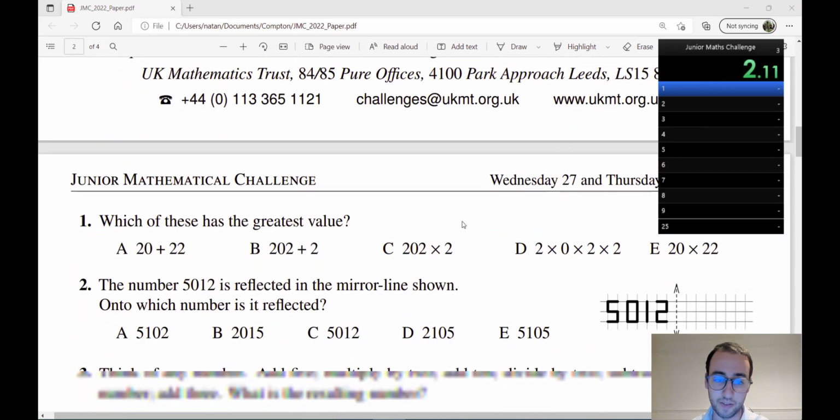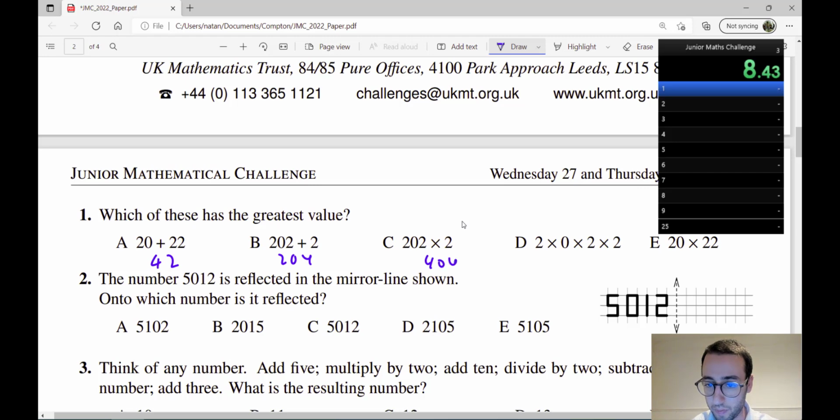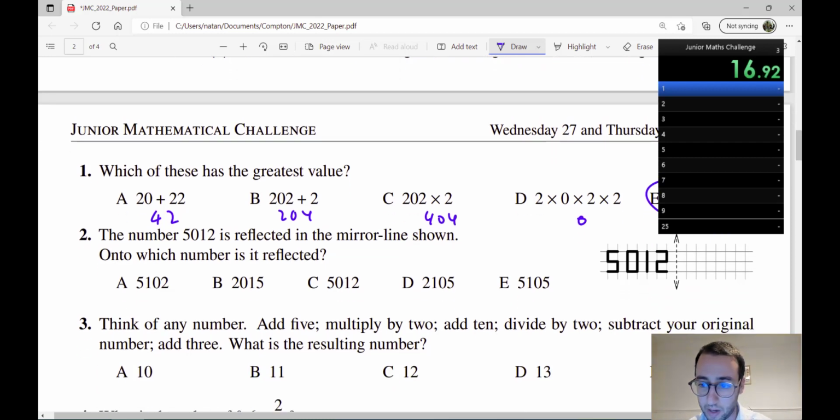Okay, which has the greatest value? Okay, so this is 42. I need a pen, not a good start. 42, 204, 404, 0. Oh my god, that's 440. So it's E. Okay, number 5 is reflected in the mirror line shown. That one becomes a 5, that one's still a 1, that one's a 0, and that one becomes a 2. 5102.